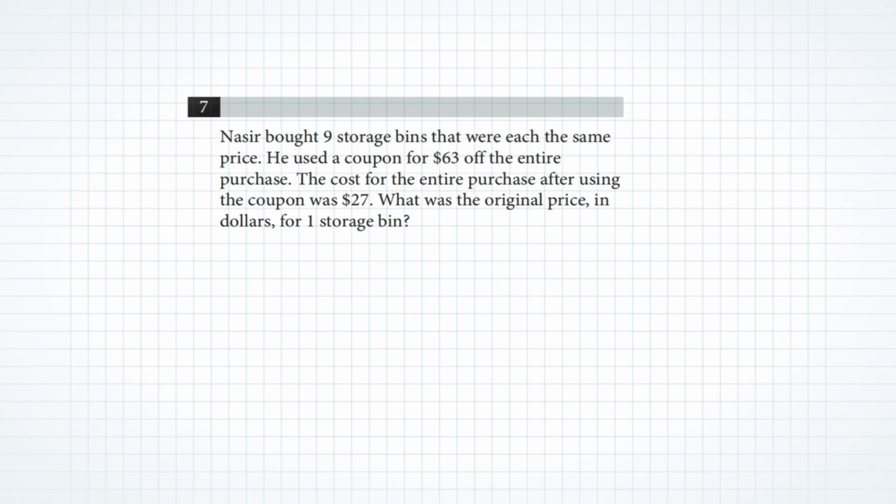Now let's try an advanced question. This one is a word problem, the type that needs you to set up an equation first. Nasir buys 9 storage bins. He also has a coupon that gives him $63 off. After using the coupon, he pays $27 in total. Let's find the price of one bin.